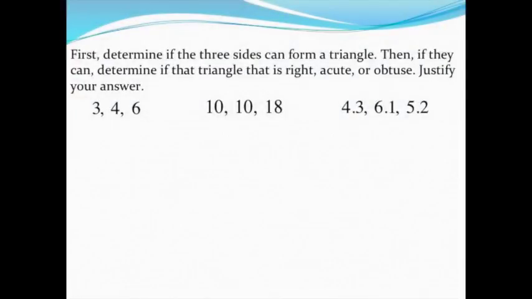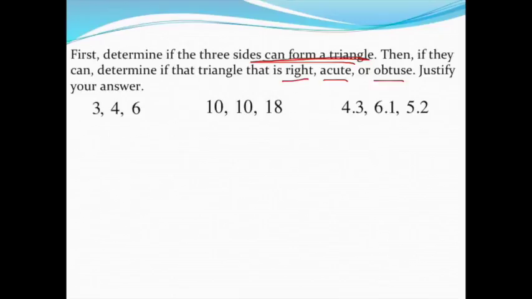Alright, we've got a couple things we need to test this time. First and foremost, can the three sides even make a triangle? So we're going to review that step real quick. After we decide if it can or cannot make a triangle, if it can't, we're done. We just say no, it's not going to be a triangle. If it is going to make a triangle, we want to go one step further and figure out whether that triangle is right, acute, or obtuse.